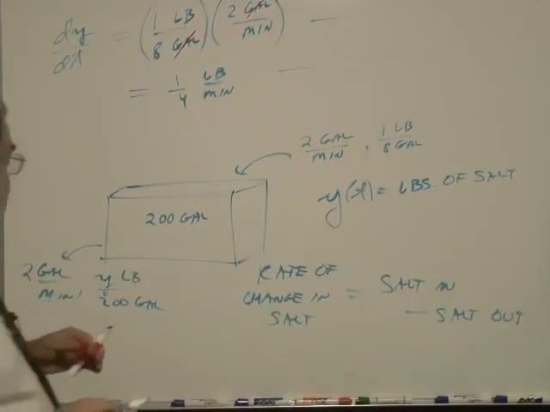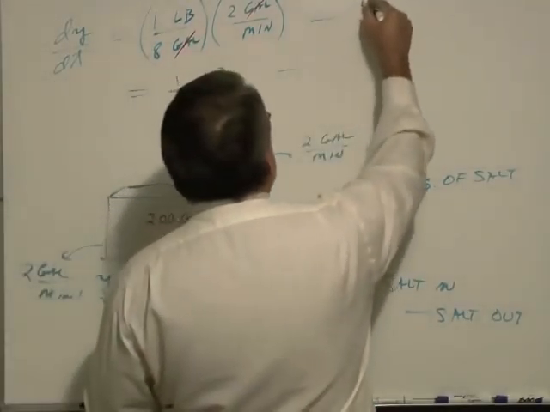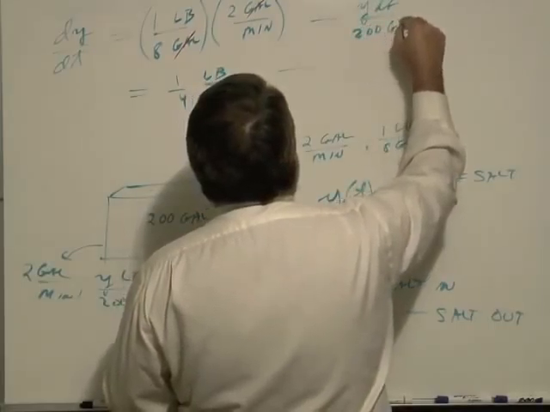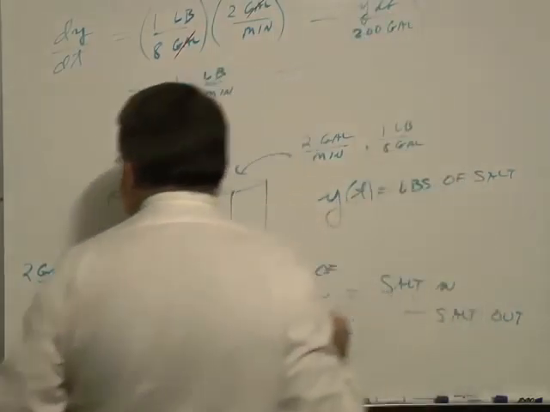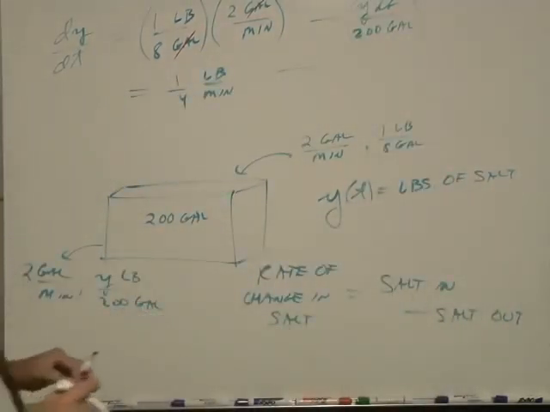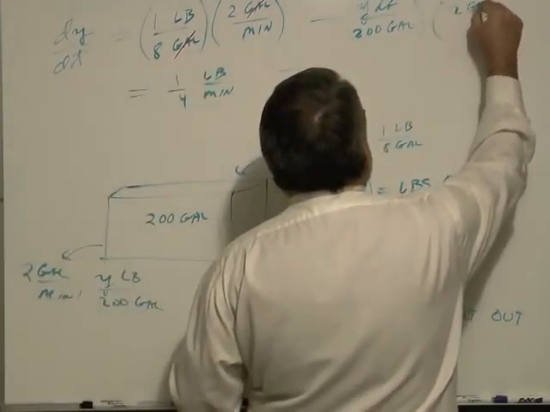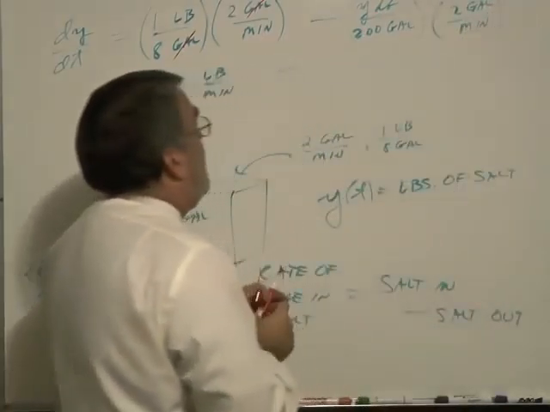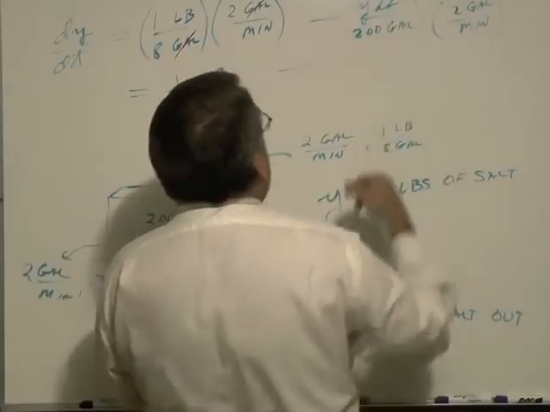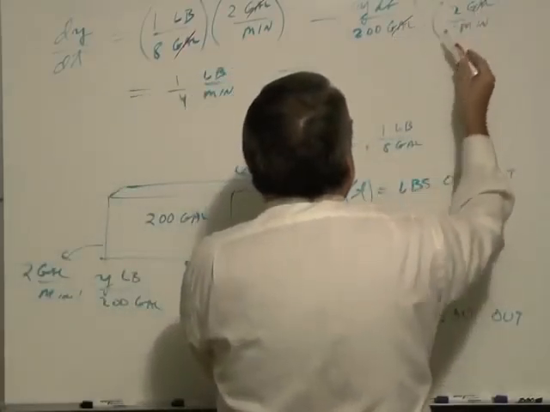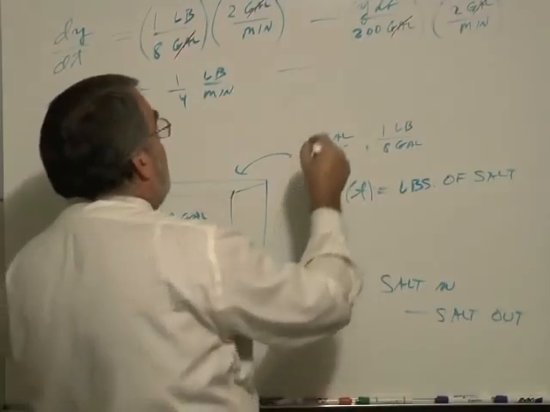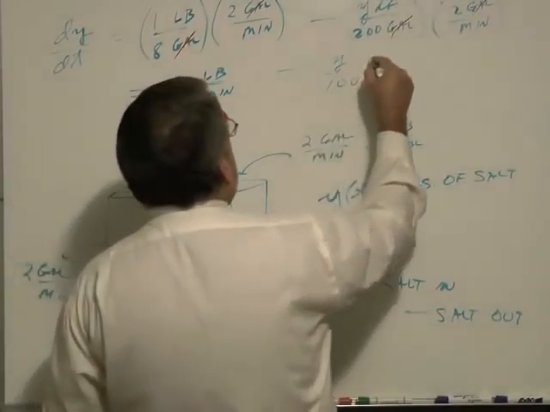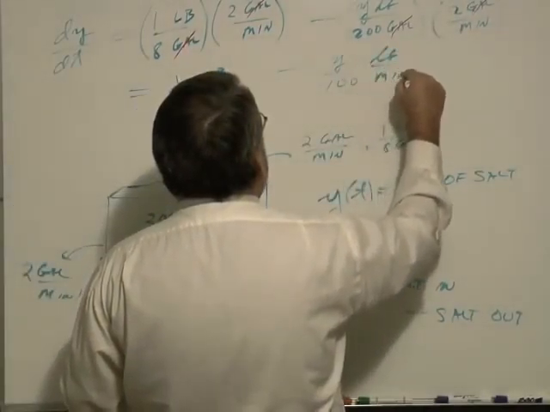Well, we have y pounds per 200 gallons, and the rate is still 2 gallons per minute. And so when I simplify this, the gallons cancel again, and the 2 cancels the 200, leaving 100 down below. So this is y over 100, and it's also pounds per minute.